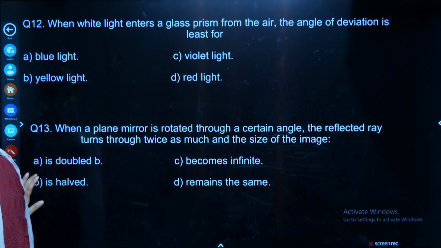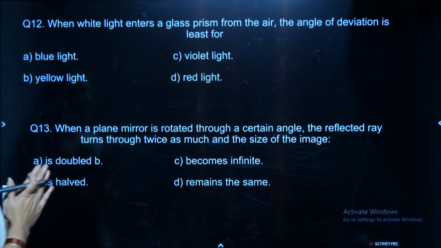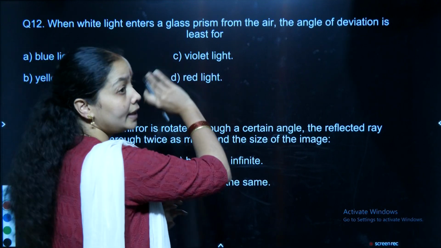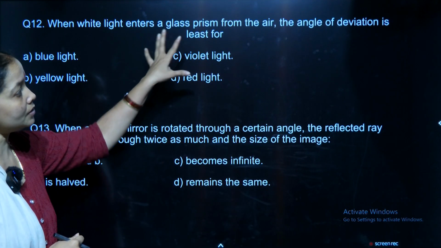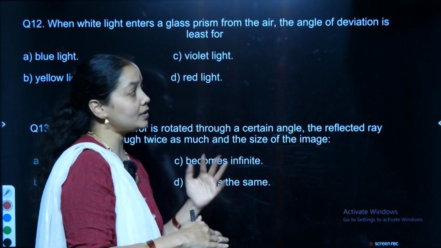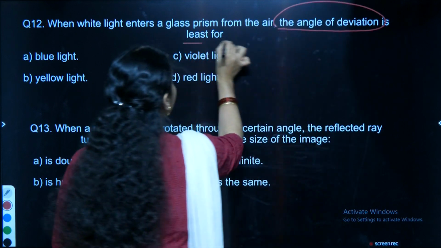In the 12th question, they are asking us: when white light enters a glass prism from the air, the angle of deviation is least. Read the question properly, because these kinds of questions can be asked for maximum deviation or minimum deviation. So in this, the angle of deviation is least.